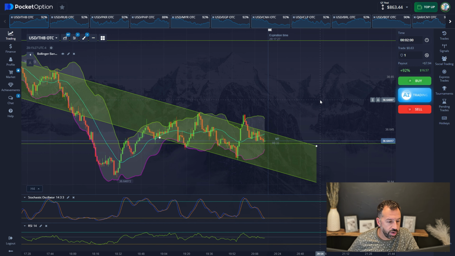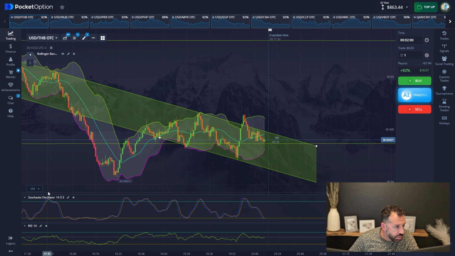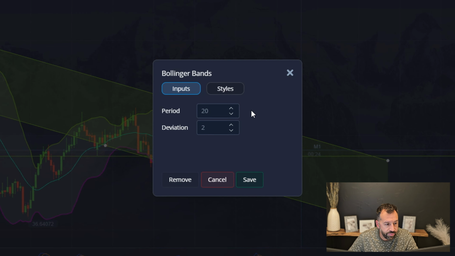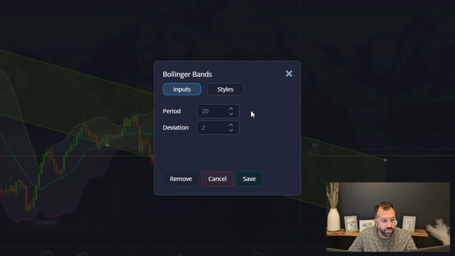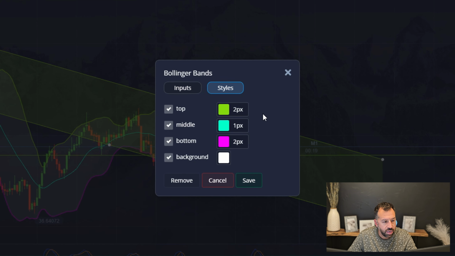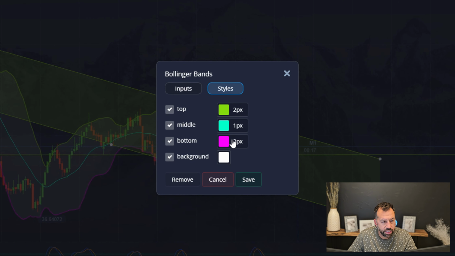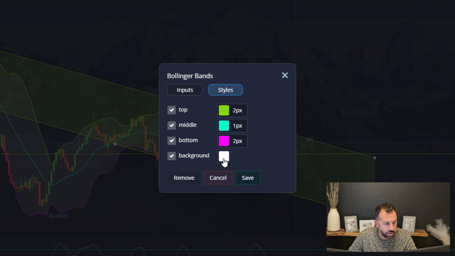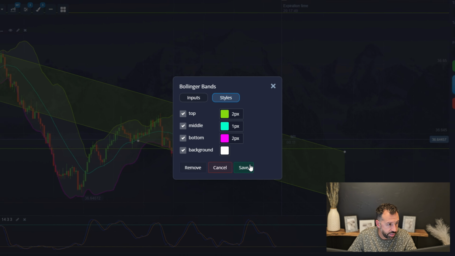So what are we looking for now? When you look at the Bollinger Bands, let me show you what I have them set at. The period is 20, deviation is 2. I have the top and the bottom set at 2 pixels, just so that they're a little bit more prominent. And the background is white so that I can kind of see through there, so you can save that.